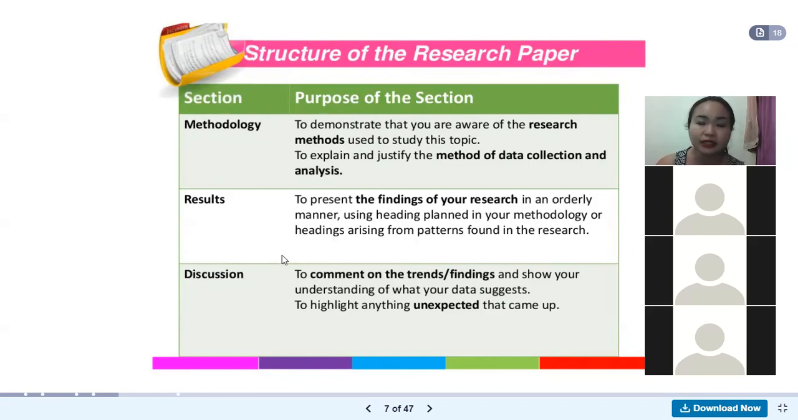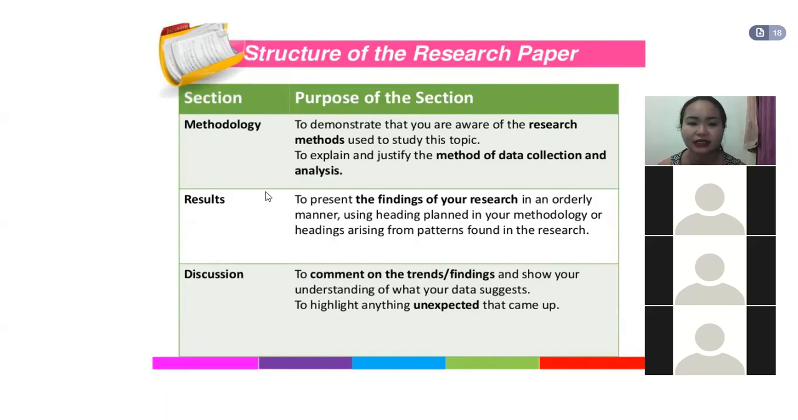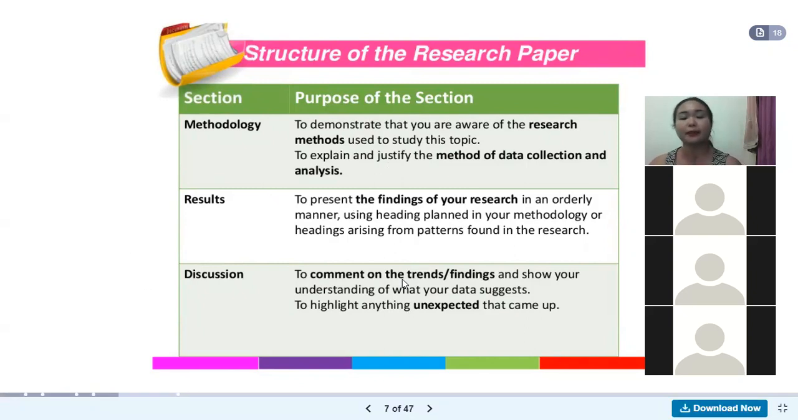Like a comparison, or percentage, or just an F-test. So it also depends, no? Or you just analyze the SWOT, the strengths, weaknesses, and so on. And this is to present the findings of your research in an orderly manner using headings. So it should have a subtitle, and plan in your methodology or headings arising from patterns found in the research.